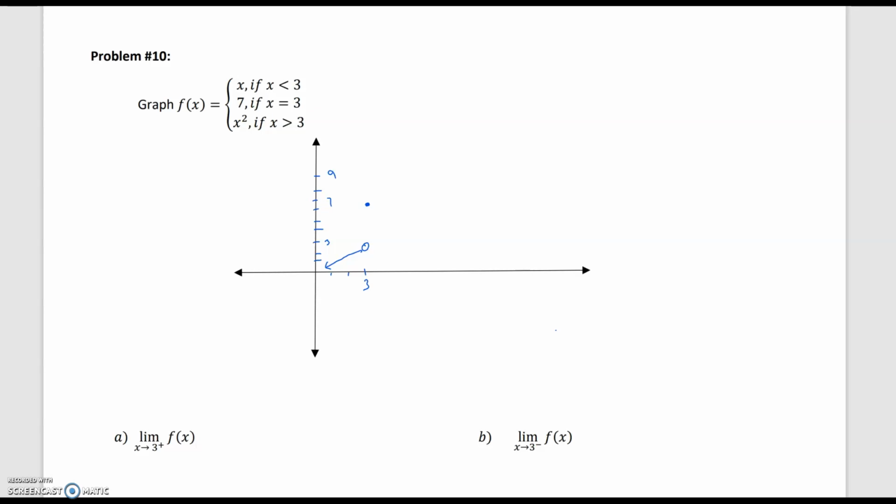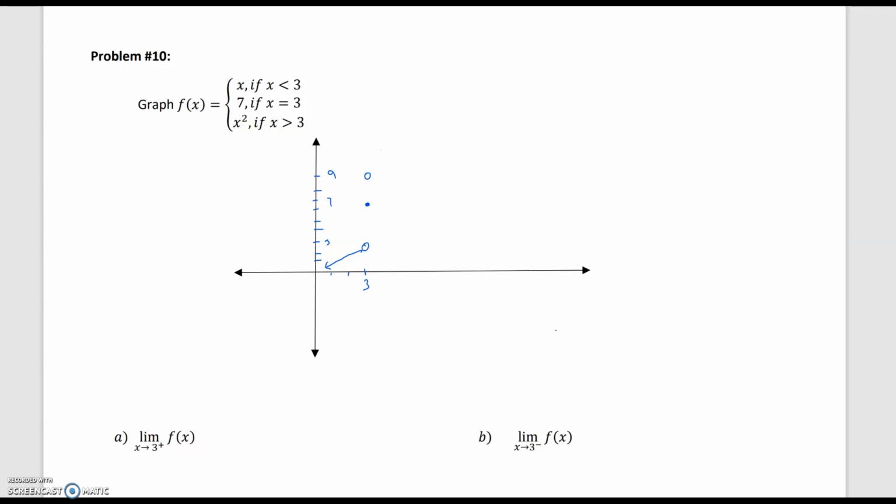The last one, it's a parabola. So we're gonna be trying to graph a parabola. So it's gonna have a little bit of a curvature at 3, and your coordinate point is gonna be 3, 9. So at 3, we're at technically 9 with an open circle. And I'm just gonna say that this is your parabola going in this direction.